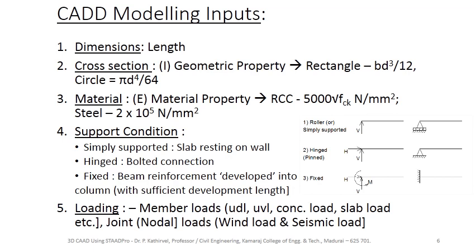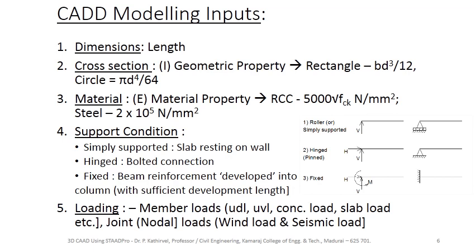where while the dimensions of the cross section are given, the software finds the moment of inertia, which is the geometric property. So for rectangle it is bd³ by 12, and for circle it is πd⁴ by 64. The third stage is giving the material as input, from which the Young's modulus is taken inside. So generally for RCC it is 5000 root fck, based on the characteristic compressive strength of concrete, and for steel it is 2 into 10⁵ Newton per mm².